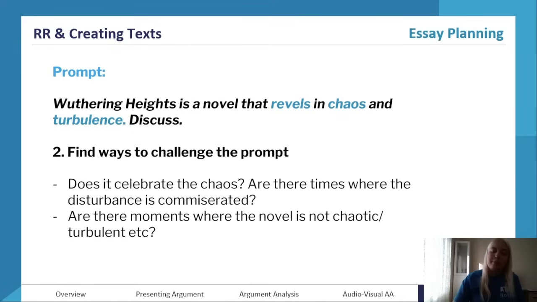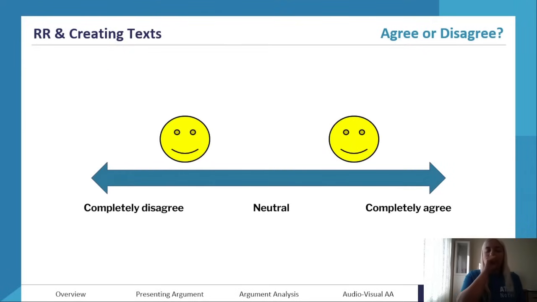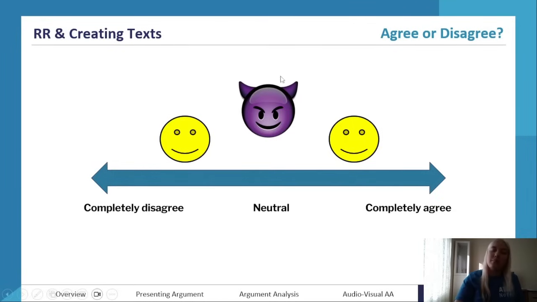So choose your main perspective and come up with a counter argument as well. So we know you cannot completely agree or completely disagree with an essay prompt, because you must have a counter argument. You cannot be neutral as well, because then you don't have any opinion that you're providing. So you need to decide along the lines of more, do you disagree more or do you agree more?